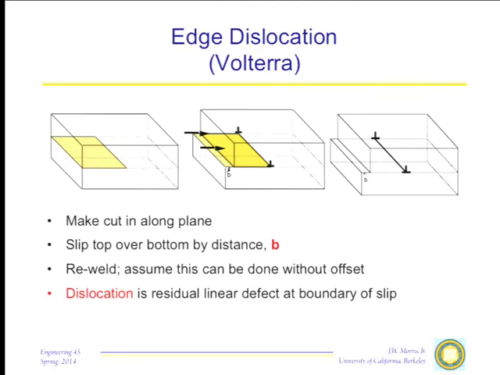So when I finish this process, I will wind up with a linear defect, which is a line along the boundary of this region, and that's all that I have. I won't see the cut surface. I won't see the residue of this operation unless I go out here and look at this step on the surface. All I will see is the extra material that's gathered along that line.